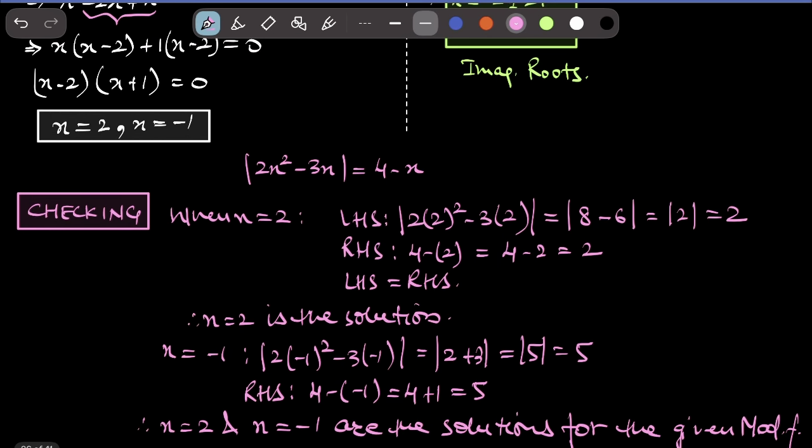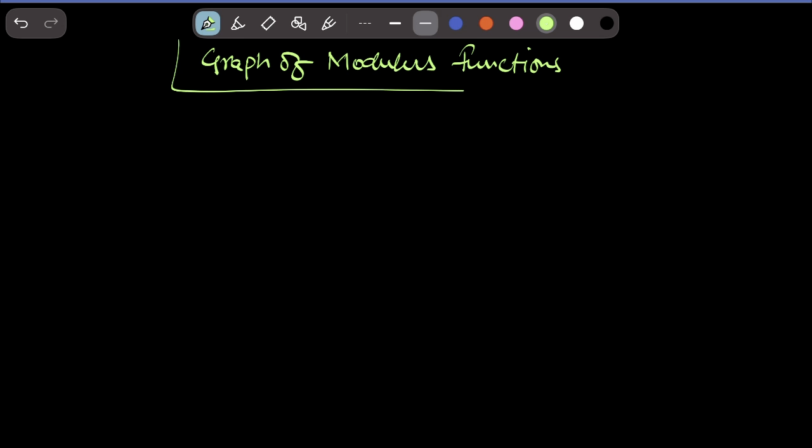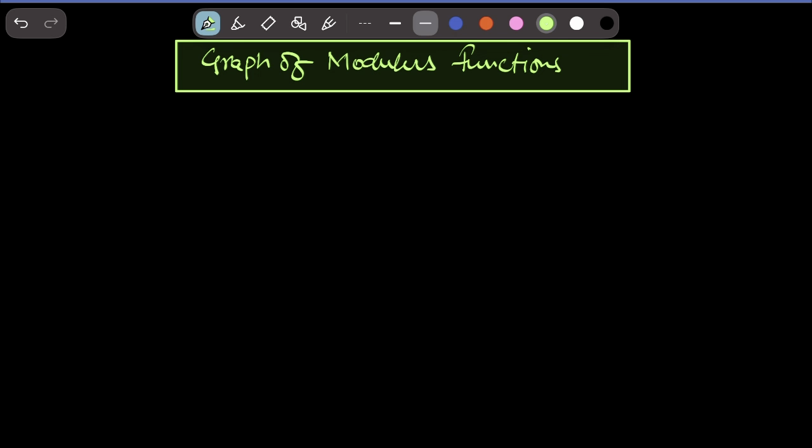Okay, so now I expect that you all understood how to solve a modulus function. Now we will move on to the next important topic of this particular video, which is based on the concept of graph of modulus function, how we need to construct the graph. So now our next topic is graph of modulus functions. Now we are going to learn how to plot the graph of a modulus function, and how we are going to use the graph to find the solutions as well. So let's take one example.